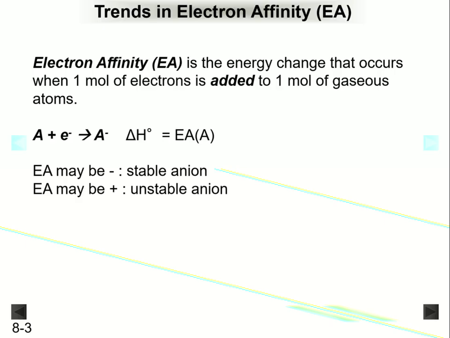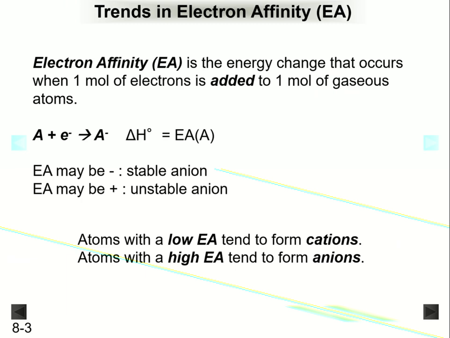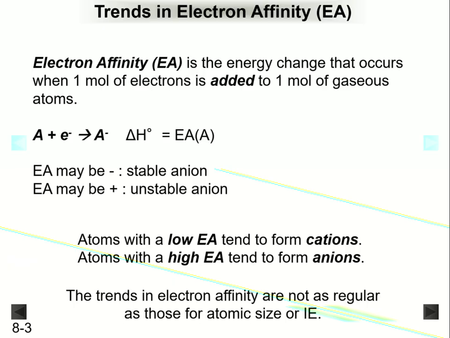An atom plus an electron goes to the anion. The energetics for that reaction is the electron affinity of the atom. Atoms with low electron affinities tend to be the metals that form cations. Atoms with high electron affinities are the nonmetals, which tend to form anions. But we'll see that the trends in electron affinity are not as regular as those for atomic size or ionization energy.